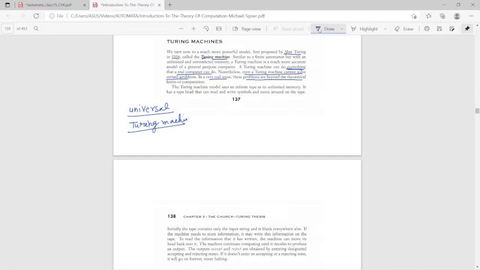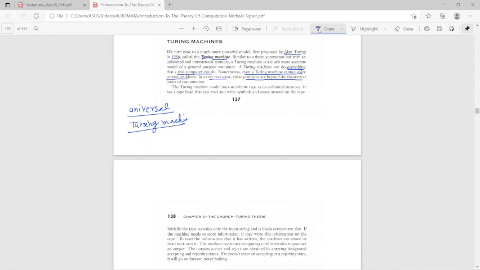The Turing machine model uses an infinite tape, but because infinite is a theoretical concept, we can make it finite. That is called a linear bounded automaton. When the tape is finite, all the actions are the same. That means a Turing machine has an infinite tape, while in a linear bounded automaton, that is the context sensitive language, the tape is limited. That's the difference.